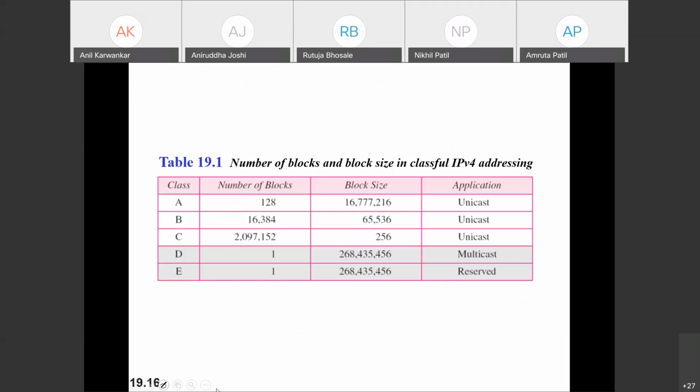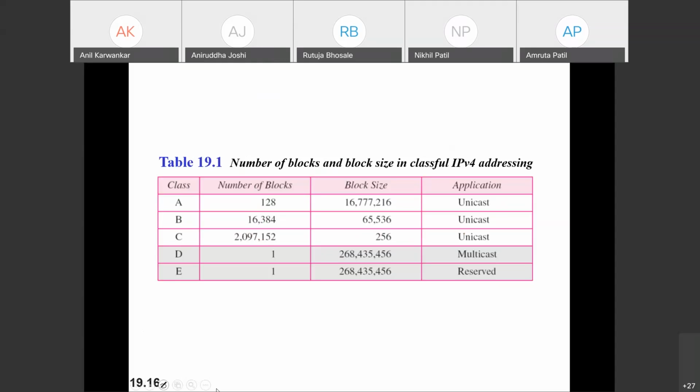The number of blocks and block size in classful IPv4 addressing. Based on these particular classes, some applications are associated with the host terminal. It's not that this particular application will always be followed by the specified client, but in the standard, it's always suggested. So in the class A configuration, there will be 128 blocks, and the block size will be 16,777,216. Typically, it's reserved specifically for applications such as the unicast type of application. But it's not always.